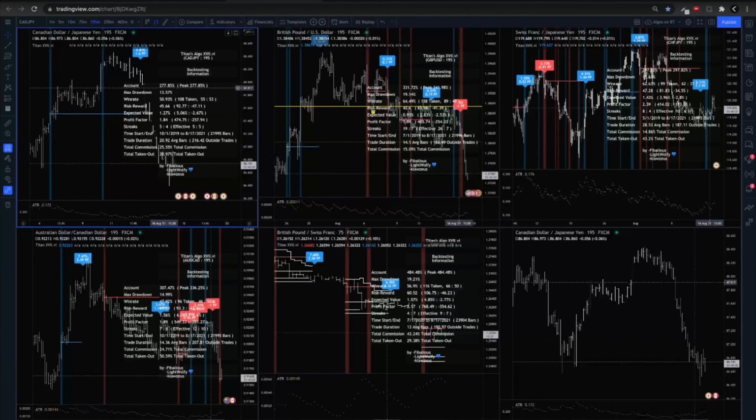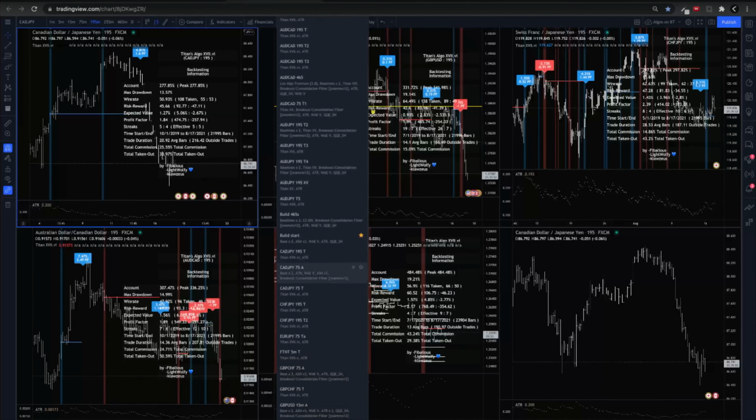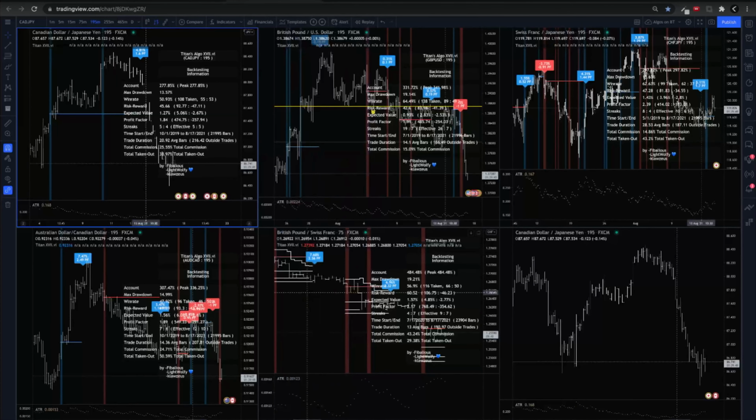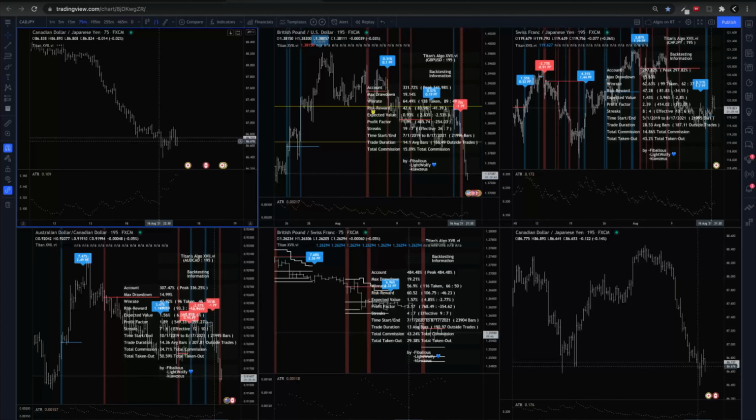Yeah, so 277. My success rate's not even as good. Expected value is not as good. Profit factor is not as good. So yeah, here we go. Templates. Add yen 75. Across the same period of time.